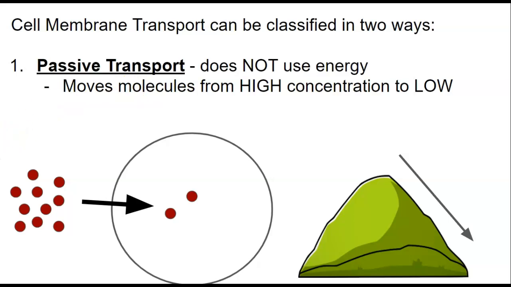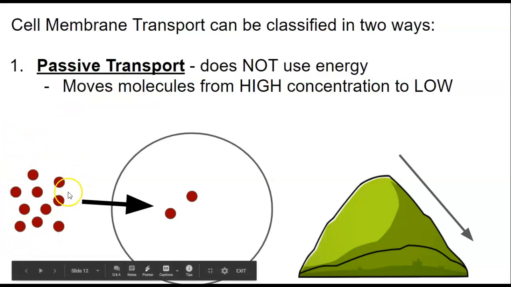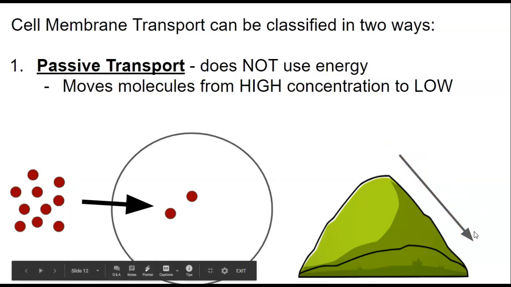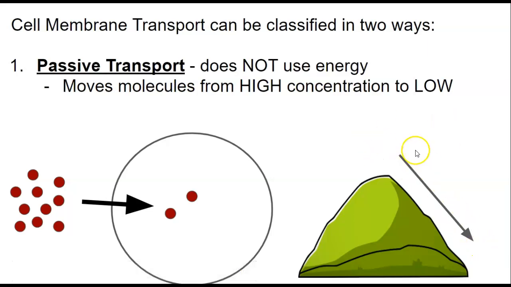If we take a look down here, we see that there's a high concentration here, lots of molecules, and a low concentration here, right? So high to low, okay? Let's look at why it doesn't use energy. If we look at this mountain over here, okay, if I'm at the top of the mountain, how much energy is it going to take for me to go down that mountain? Like if I'm on a sled or I'm on roller skates, it's not going to take very much energy, right? I can just kind of coast down because I'm already high up, right?